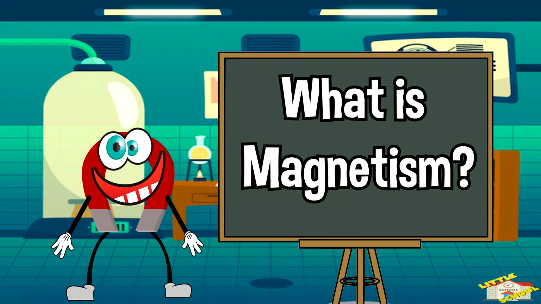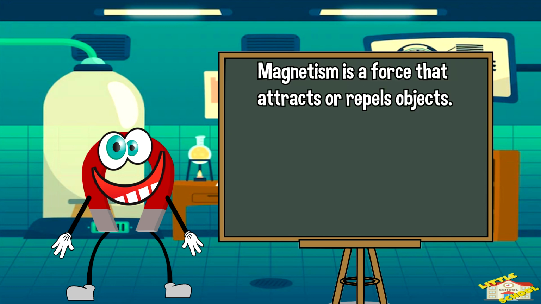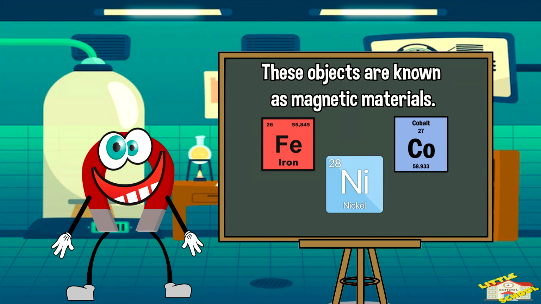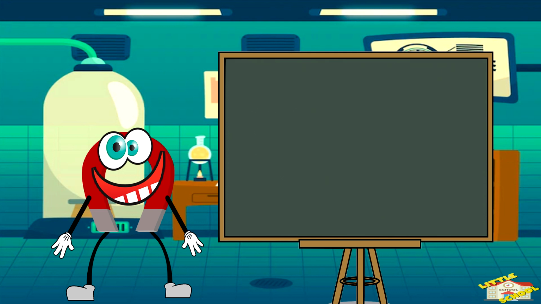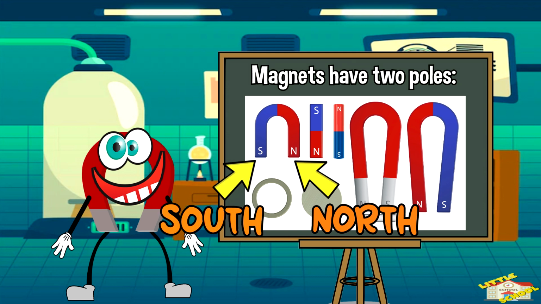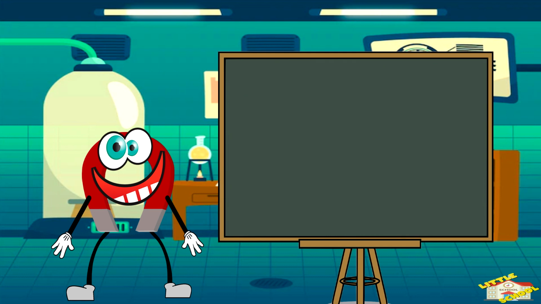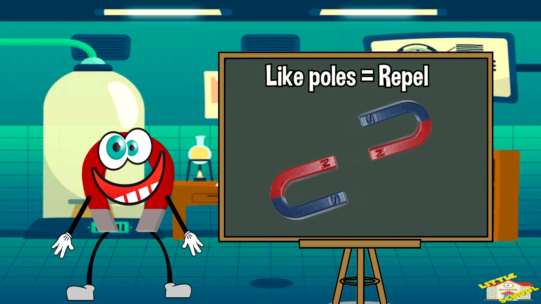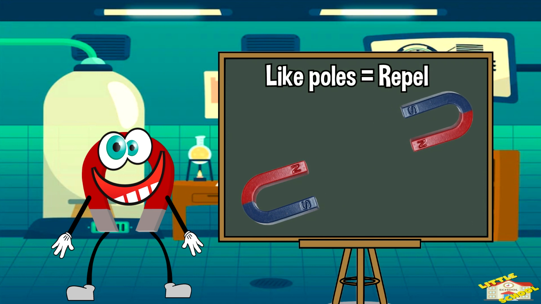What is magnetism? Magnetism is a force that attracts or repels objects that contain iron, nickel, or cobalt. These objects are known as magnetic materials. Magnets have two poles, a north pole and a south pole. Opposite poles attract, and like poles repel each other.